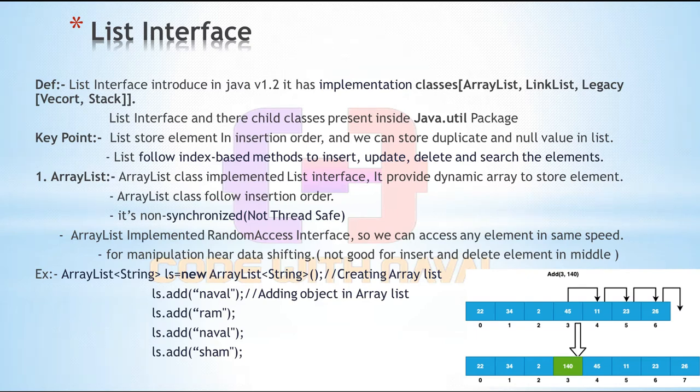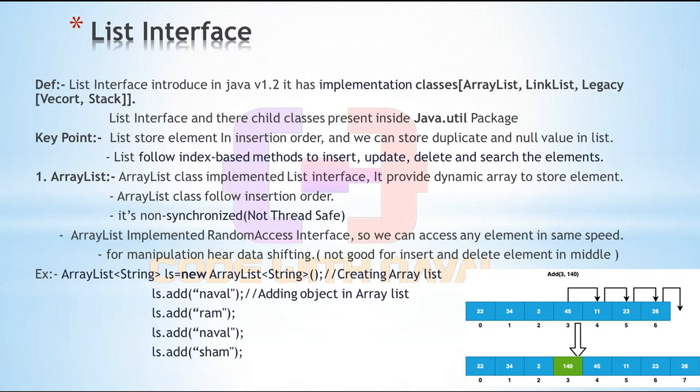The List interface was introduced in Java 1.2. It has the implementation classes ArrayList, LinkedList, and two legacy classes, Vector and Stack. So what is meant by a legacy class? Legacy classes were introduced in an old version, and these are old classes. That's why we can say these classes are legacy classes. The List interface and its child classes are present inside the java.util package.